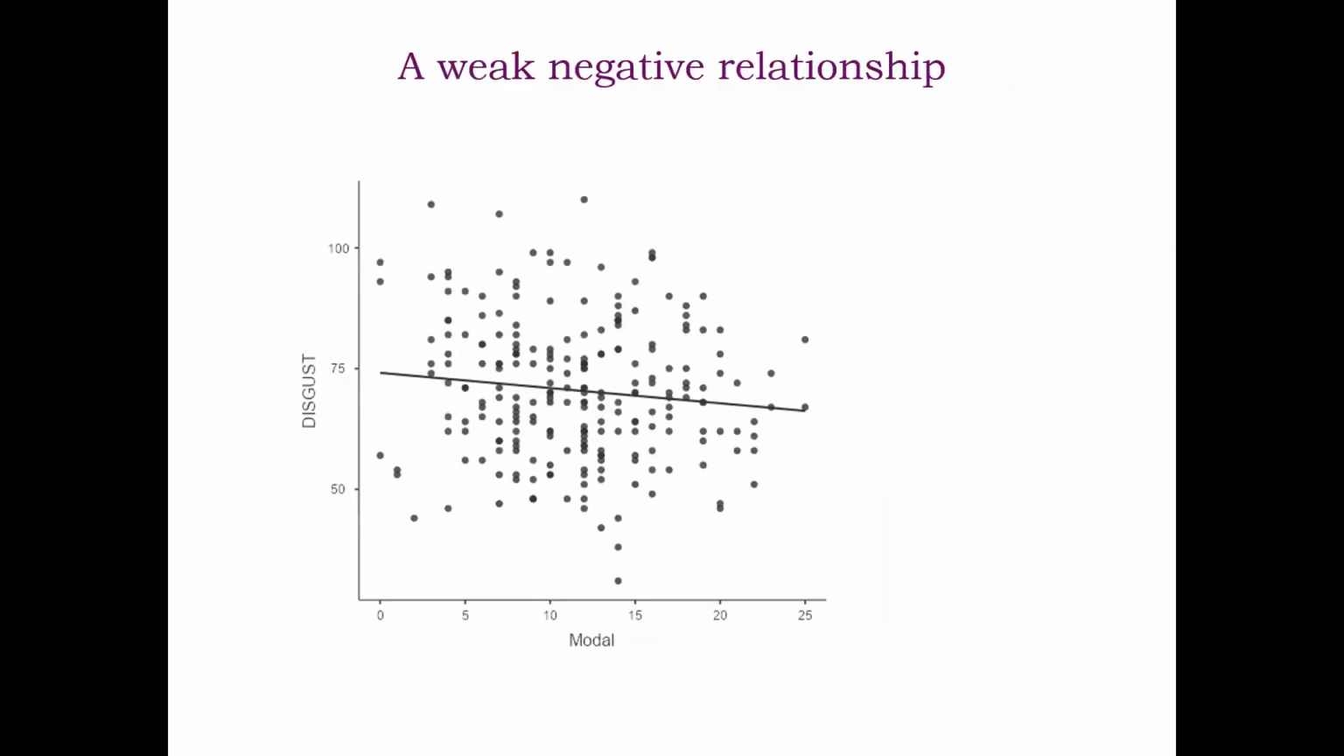Here's an example of a weak negative relationship. You can see here that as scores on the x-axis increase, scores on the y-axis go down. The x-axis is modal possibility. That's the number of futuristic things people thought would someday be possible. And the y-axis is just disgust sensitivity, how people react to disgusting things. The higher scores mean that they're more sensitive to and feel more disgust at certain disgusting things. Anyway, this is a negative relationship, but it's not a very strong one. The slope is gradual, so a change in X has just a very small change in Y.